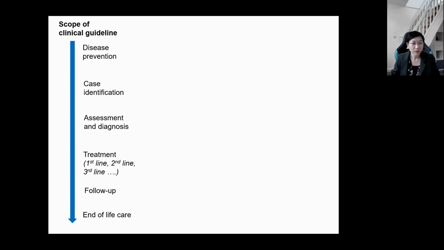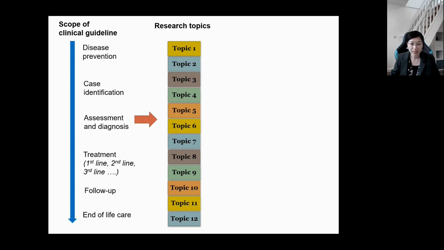Based on the scope, the researchers on the NICE clinical guideline will then develop about 10 different research topics, each of which aims to address a specific decision question, focusing on a specific part of the entire care pathway. As economists, we usually don't have time to build economic models for all 10 topics of interest. So what we normally do is prioritize 1 to 2 research topics for economic analysis.